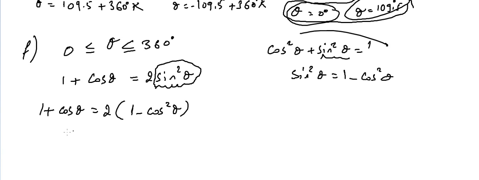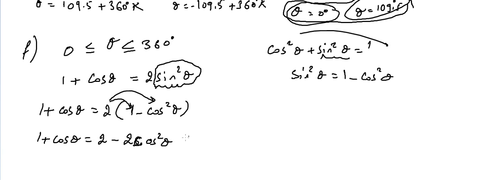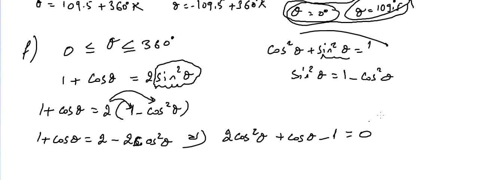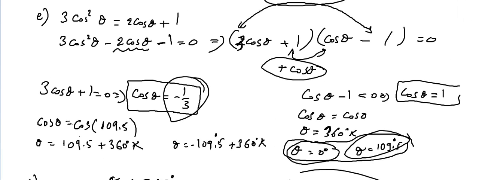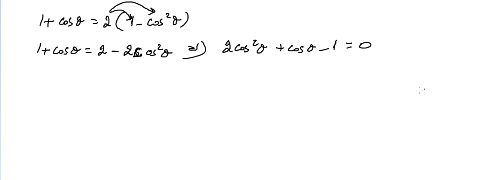Let me expand this. 1 plus cosine theta is equal to 2 times 1, it's 2, and 2 times minus cosine square theta, it's minus 2 cosine square theta. Let me take them all to the same side. It will be 2 cosine square theta to the left side of equal, plus cosine theta, and 2 goes minus 2, and plus 1, it's minus 1, is equal to 0. Again, we have the same as we did before, but another equation, right?